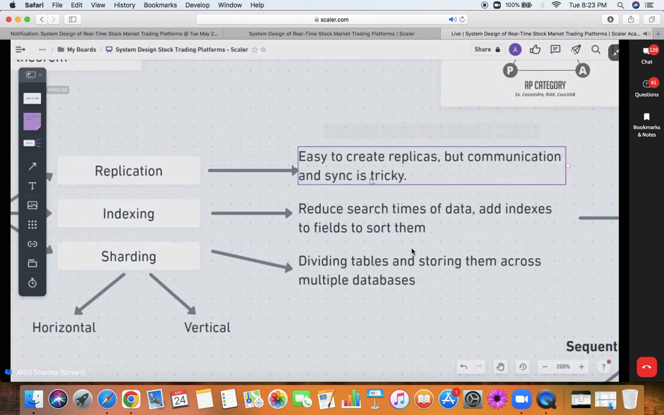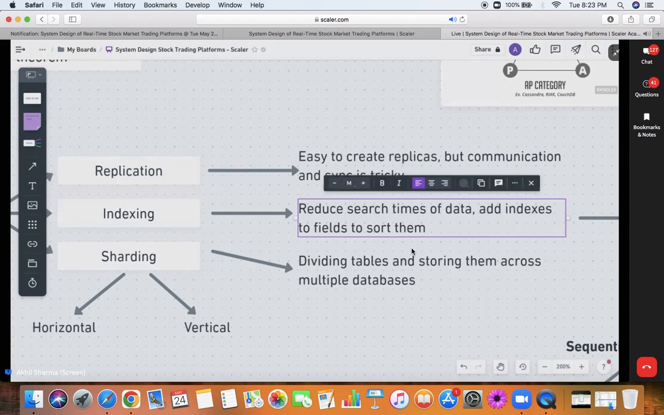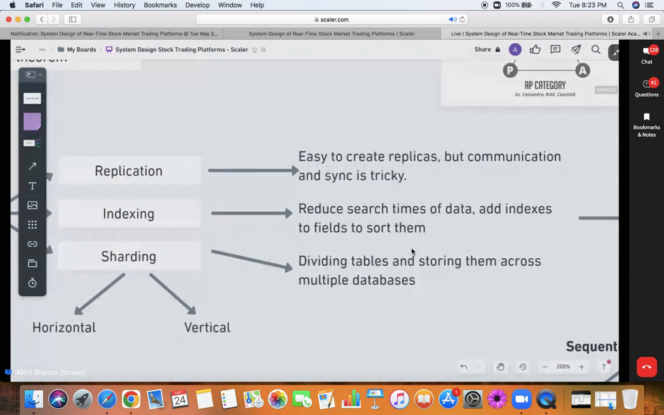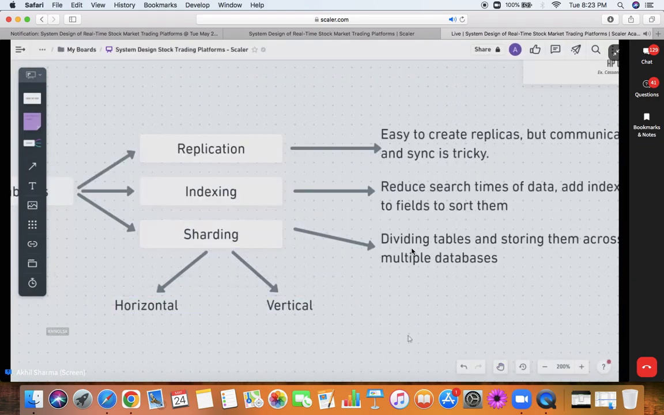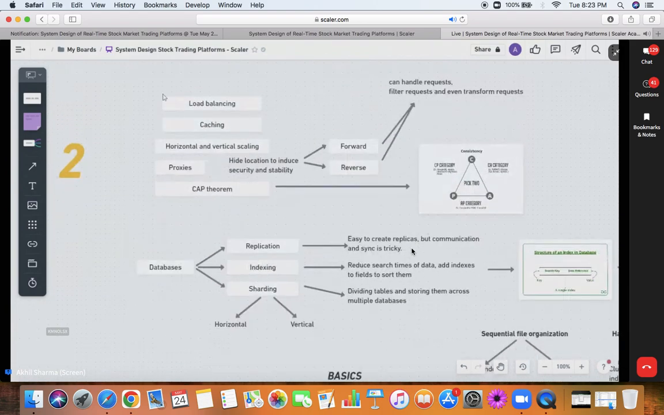I've written the definitions here. Okay, replication is you can create replicas of the database very easily. But I've also written that communication and sync between those databases can be tricky. Indexing, a lot of you already know indexing. Basically, you add indexes on particular fields to reduce search times. They basically store the data in a particular way. Okay. And sharding divides tables and stores them across multiple databases. That's a way to scale up, right? Sharding is the way to scale up. There are two ways: horizontal and vertical. And you can obviously read about that in case you're starting out. So these are all the terms from a basic system design perspective. These are most of the terms that you need to know.